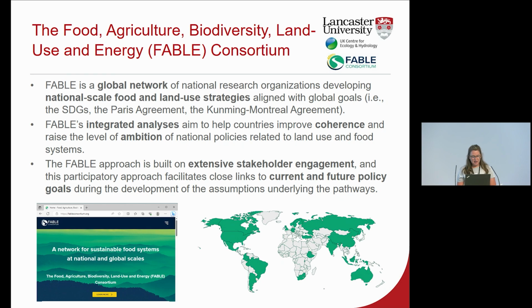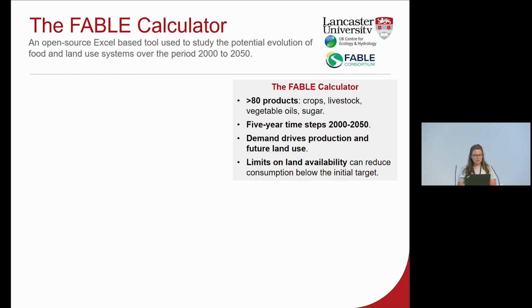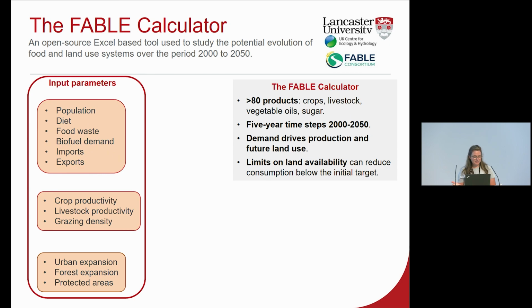University of Oxford. The calculator itself is an open source Excel-based tool used to study the potential evolution of food and land use change between 2000 and 2050. It has over 80 products in the calculator, so livestock, crops, vegetable oil, sugar, things like that. It produces results for every 5-year time step, and it is demand-driven. The input parameters of interest are population, diet, food waste, biofuel demands, imports and exports, crop productivity, livestock productivity, density, and expansion of land use classes such as urban and forest areas, as well as protected areas.